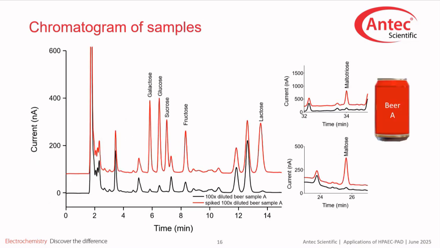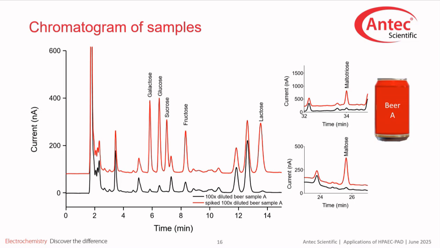During our exercise, we had the opportunity to test a range of beer samples, including the traditional and the non-alcoholic varieties. The conventional beers were diluted 1 to 100, while the non-alcoholic beer was diluted 1,000 times, and I will have to explain the reason for this on the next slide. We spiked the samples with a standard mix for peak identification, as seen in the chromatogram.